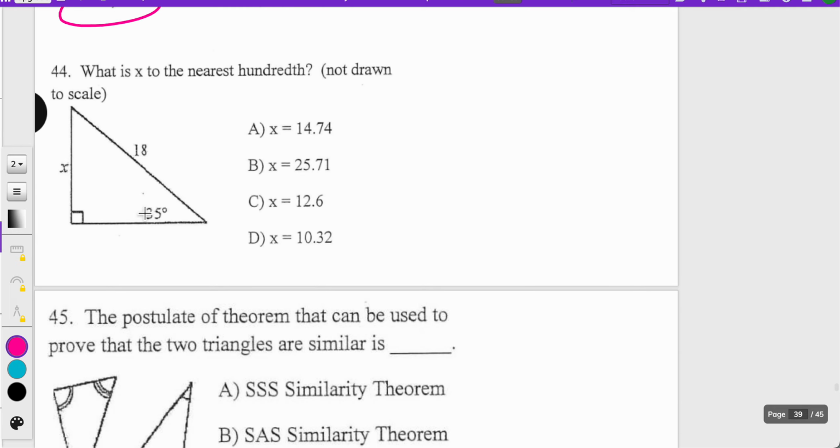X to the nearest hundredth, this would be opposite over hypotenuse. This is sine of 35 degrees, so x over 18 is that ratio. The sine of 35 times 18 is going to be about 10.32, so we'll choose option D here.